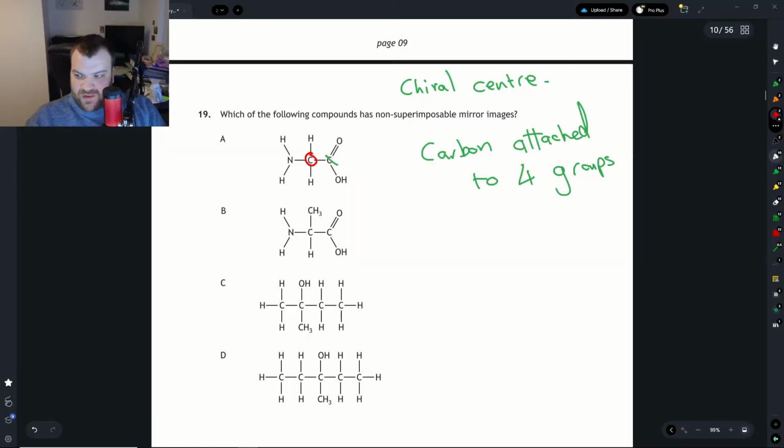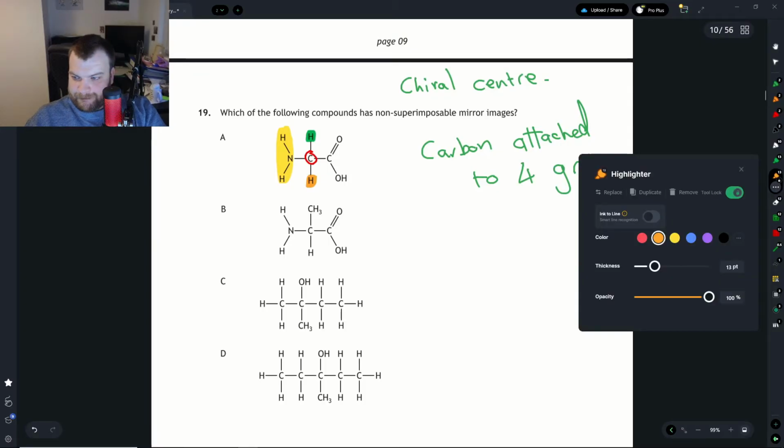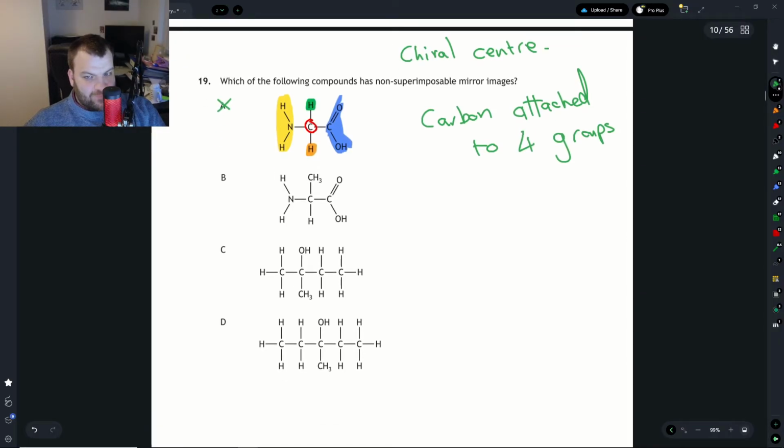Here, we have a hydrogen coming off the top. We have then got an NH2. We have another hydrogen. And we have a carboxyl group on here. There are 2 hydrogens coming off of that central carbon. That cannot be our chiral center. Ruling that one out. Next up.